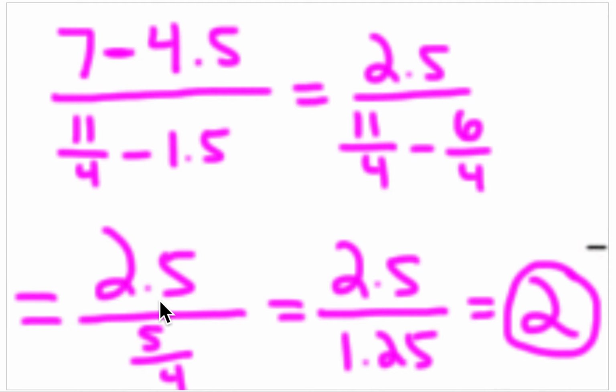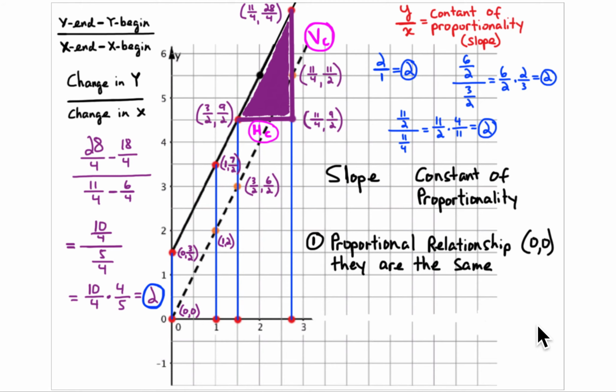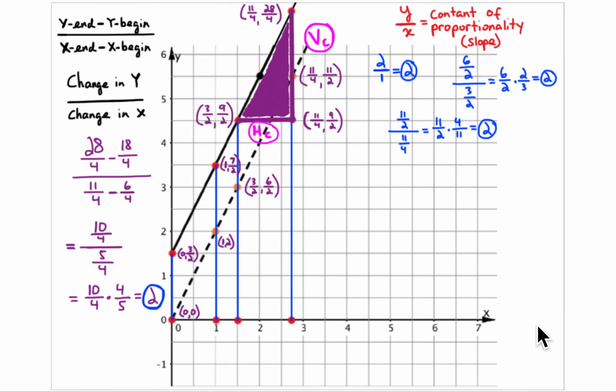So now I have 2.5 divided by 5/4. Well, you might know that 5/4 is the same as 1 25/100. This is 4/4 plus 1 more fourth. And if you divide 2.5 by that, 2.5 is 2 times this amount. So 2.5 divided by 1 25/100 is 2. So different ways to do this problem.